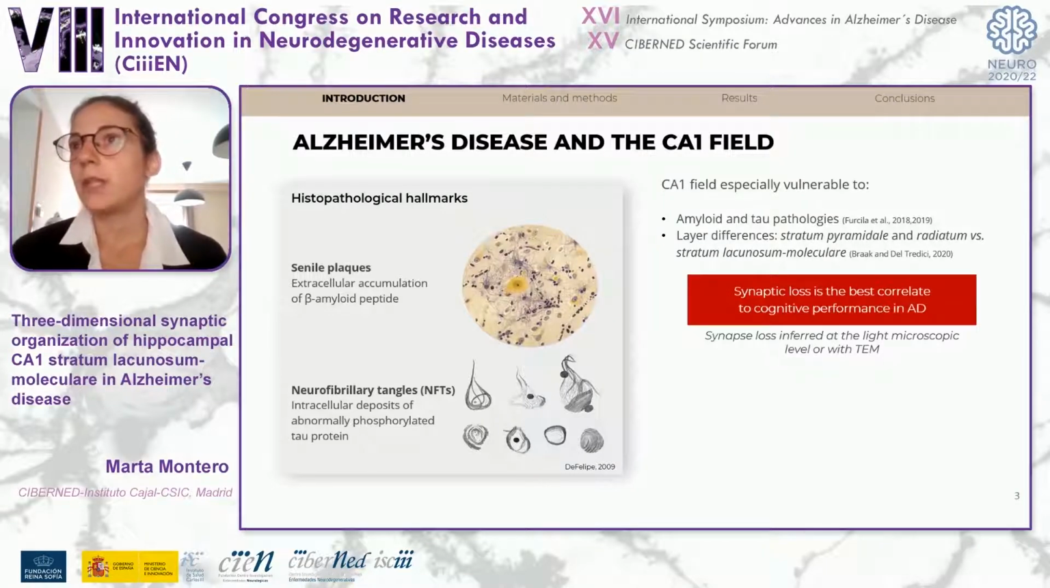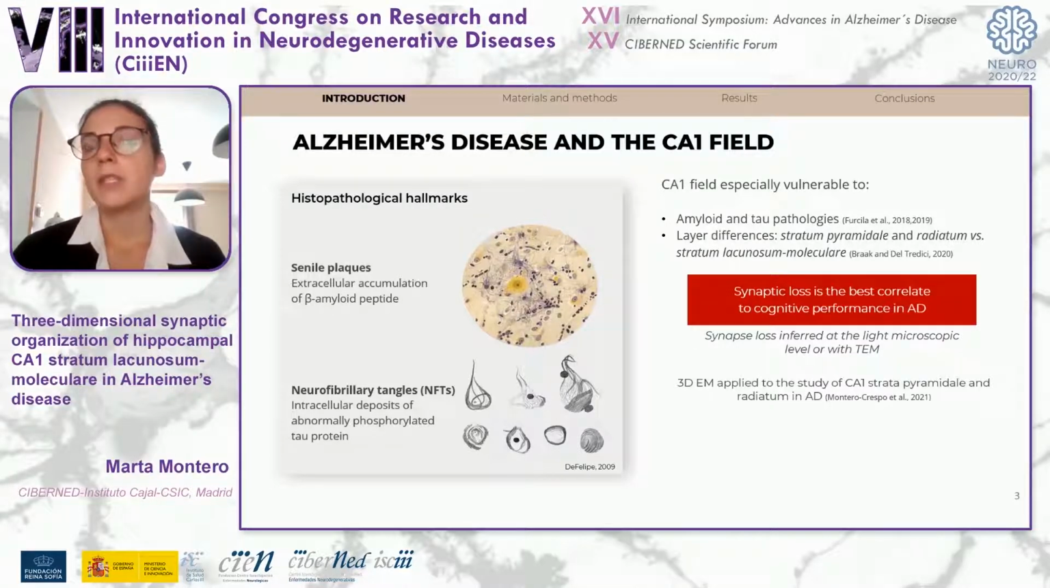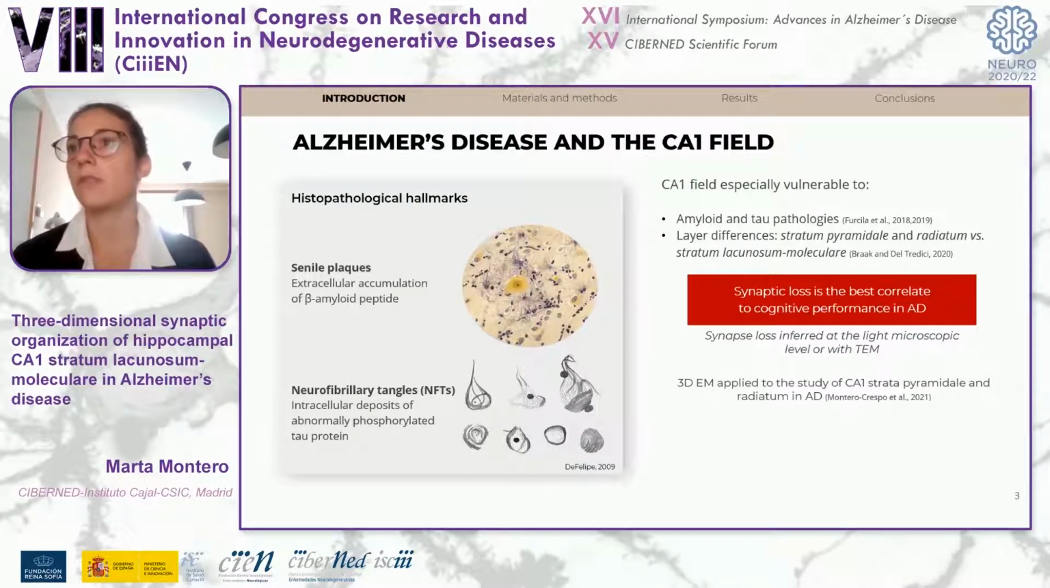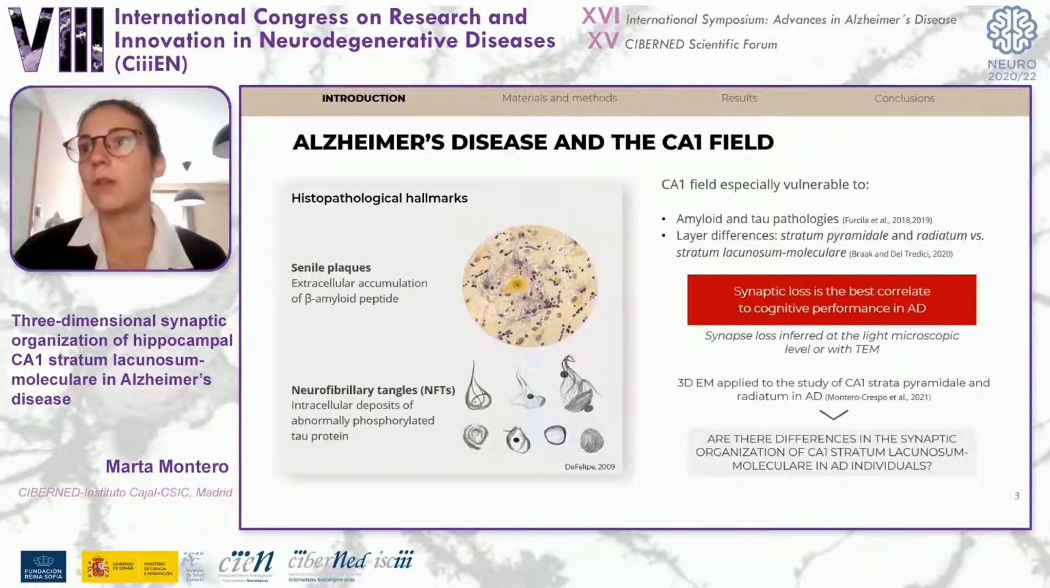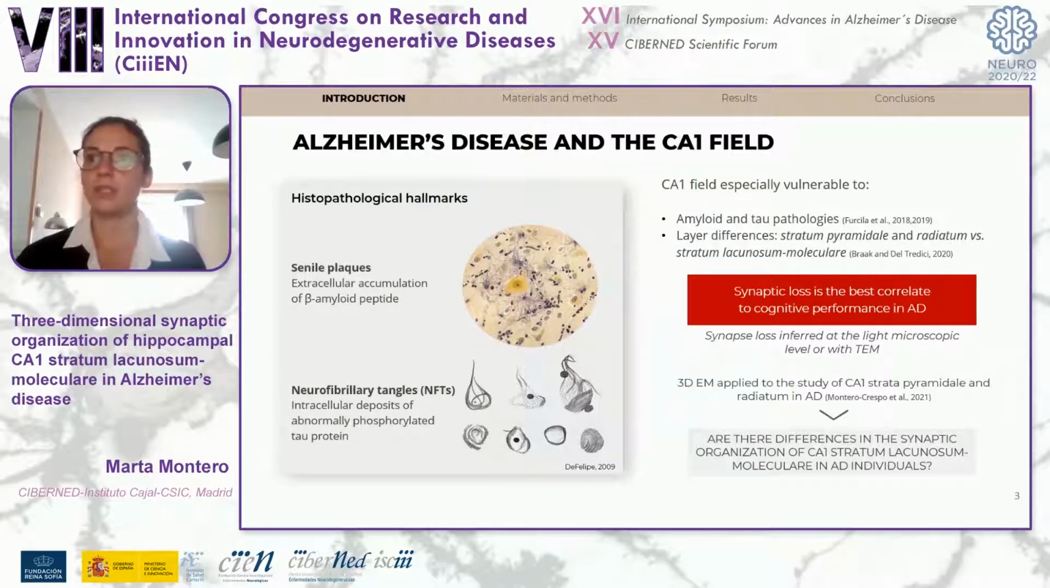Synaptic loss has been reported to be the best correlate to cognitive performance in Alzheimer's disease. However, it has mostly been inferred using light microscopy or conventional electron microscopy. Nevertheless, in a previous study from our group, we already applied three-dimensional electron microscopy to study the synaptic organization of stratum pyramidale and stratum radiatum of the CA1 field in Alzheimer's disease, and we observed differences in some synaptic parameters between the groups. However, since stratum lacunosum moleculare exhibits so many peculiarities in its synaptic organization and its connectivity pattern, we now wonder if there may be specific synaptic alterations occurring in this layer in Alzheimer's disease individuals.